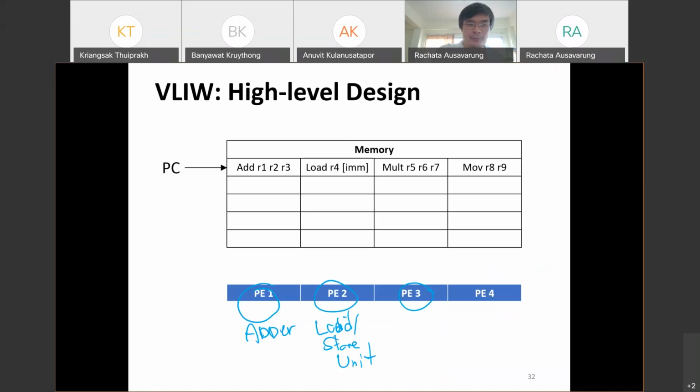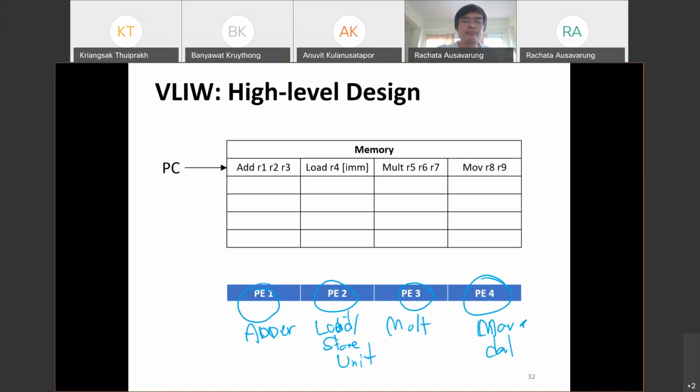This processing element would be a multiplier, and this would be also... Basically, in the ALU you don't have to do much. You forward R8 to R9, because this means you're moving data.